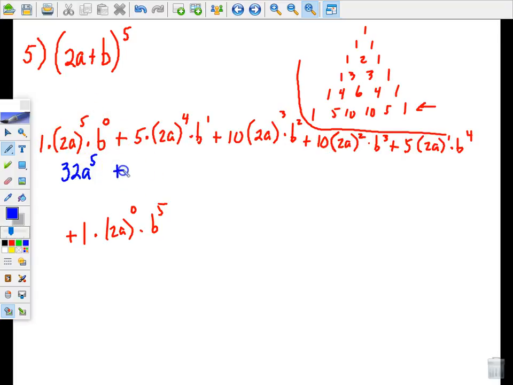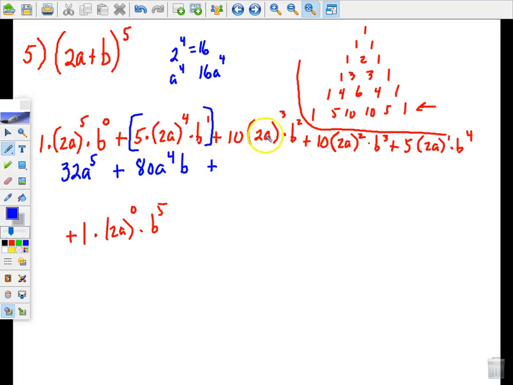Okay, let's take a look at this term. Well, the first thing I would do is simplify 2a to the fourth. And 2 to the fourth is 16. Of course, a to the fourth. So you put those together, and that becomes 16a to the fourth. And now we can multiply 16 times 5, which is 80. a to the fourth, b.